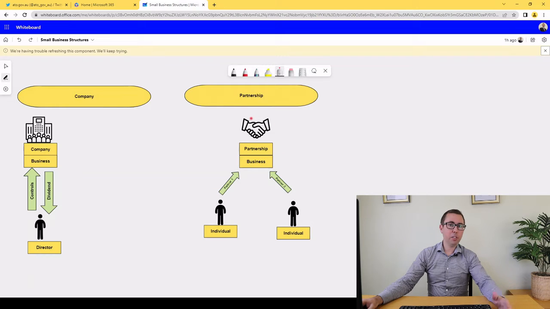We recommend having a partnership agreement. Speak to a lawyer, especially if they're an unrelated party. You want to make sure that in the event of a dispute, you know what you can and can't do.